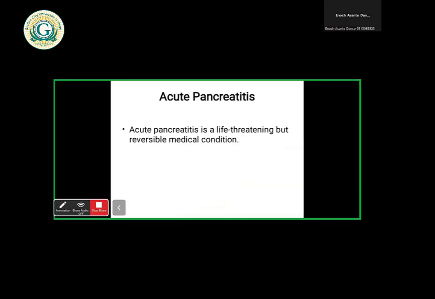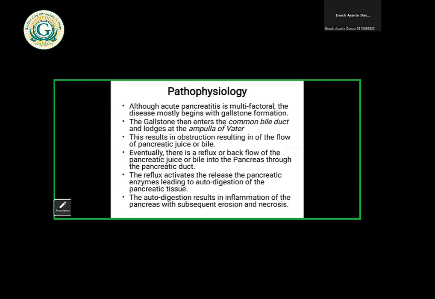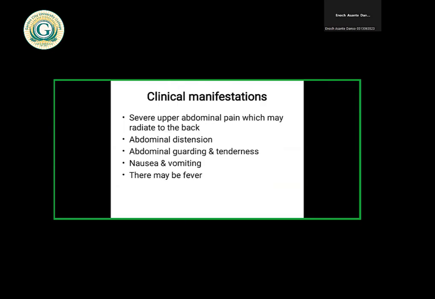So we are saying that when that occurs and there's a blockade, this results in obstruction, resulting in the backflow of pancreatic juice or bile. Eventually, there's a reflux of pancreatic juice. The reflux activates release of pancreatic enzymes, leading to autodigestion. The autodigestion results in inflammation of the pancreas with subsequent erosion and necrosis.